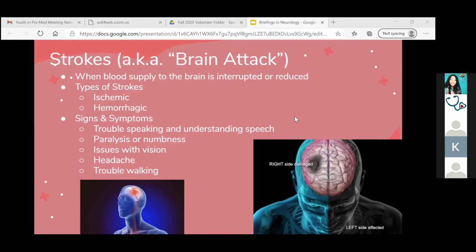The third symptom involves problems seeing in one or both eyes. The person may suddenly have blurred or blackened vision in one or both eyes, or they may see double. The last two are pretty self-explanatory. A sudden severe headache, which may be accompanied by vomiting, dizziness, or altered consciousness, may indicate a stroke. Stumbling or losing balance, along with sudden dizziness or a loss of coordination, is the last sign of a stroke.